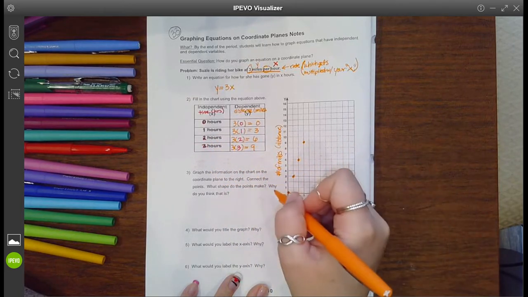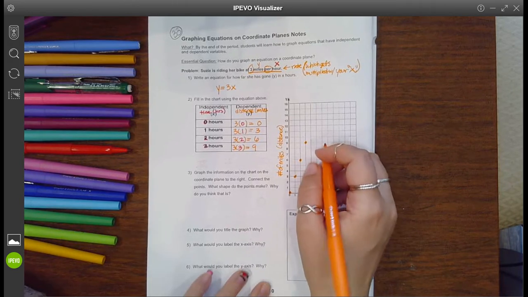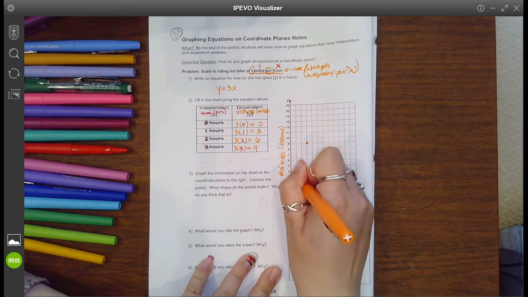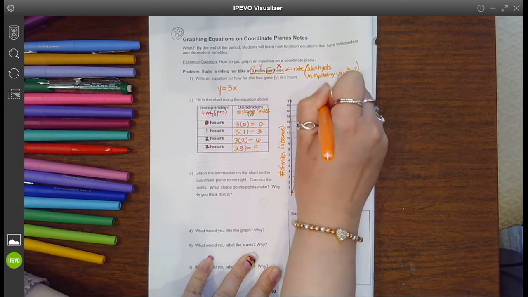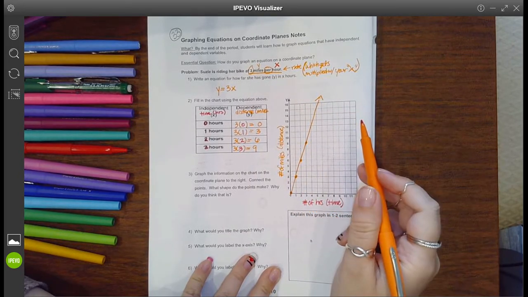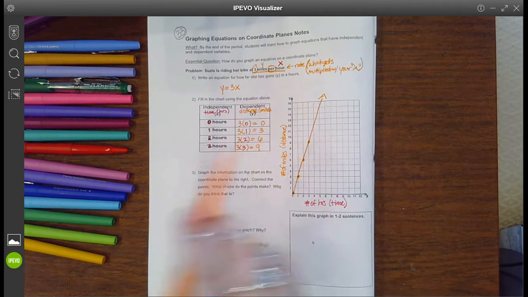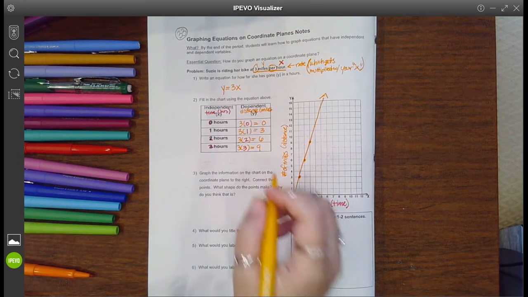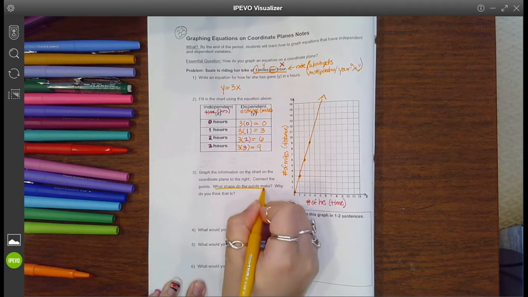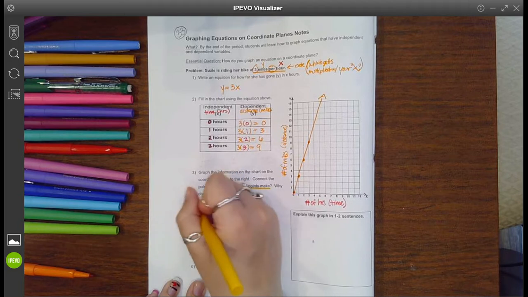Okay, so I went ahead and graphed them. Now it wants me to connect them. So I connect all my points. And what shape does that make? Well, that shape makes a straight line.